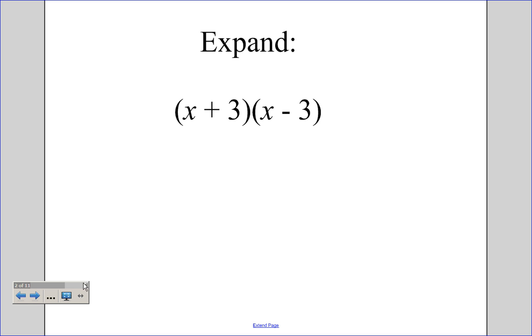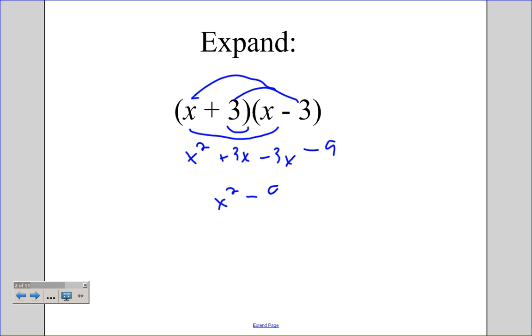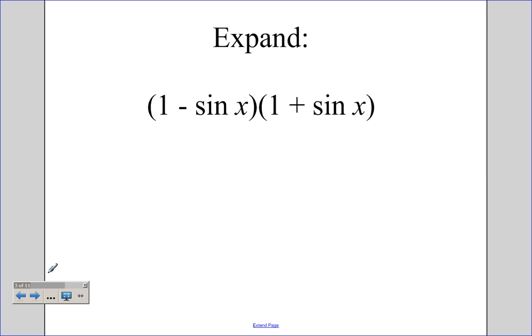All right, today we're going to start off by reviewing a little bit. If we expand this, this is going to be x squared plus 3x minus 3x minus 9. So plus 3x minus 3x cancels out, so it's just x squared minus 9. Now remember, if you have x plus something, x minus something, that's the difference of two squares, and it can turn into this. So if I expand this, it's the same thing. It'll just be 1 minus sine of x plus sine of x, which will cancel out, and that would be minus sine squared x.